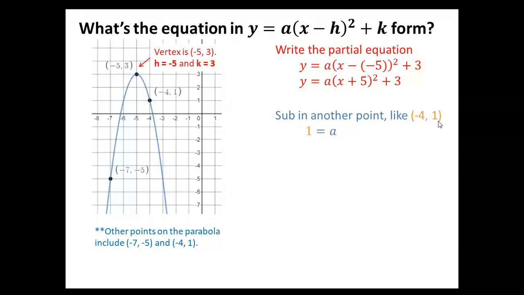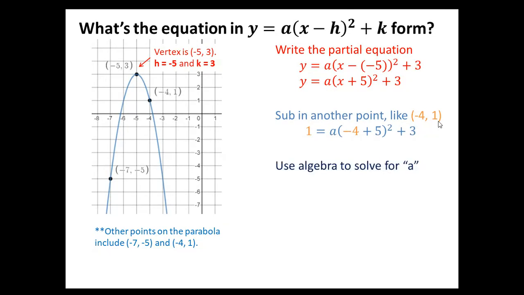So now I have 1 is equal to a(-4 + 5)² + 3. Let's simplify using algebra. So I have 1 is equal to a times (-1)² + 3. 1 - 3 is equal to 1a. -2 is equal to 1a. So that means a is equal to -2. Let's substitute all of our values in, and we have y is equal to -2(x + 5)² + 3.